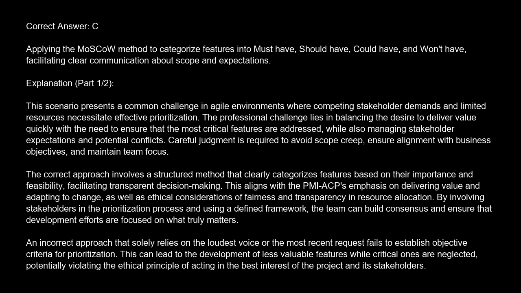The correct approach involves a structured method that clearly categorizes features based on their importance and feasibility, facilitating transparent decision-making. This aligns with the PMI-ACP's emphasis on delivering value and adapting to change, as well as ethical considerations of fairness and transparency in resource allocation. By involving stakeholders in the prioritization process and using a defined framework, the team can build consensus and ensure that development efforts are focused on what truly matters.